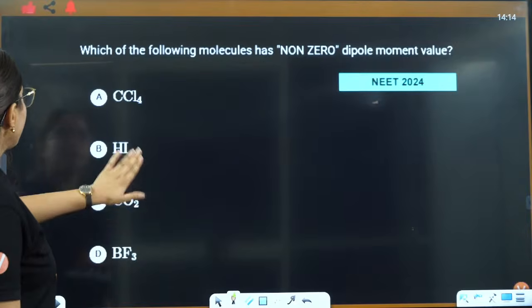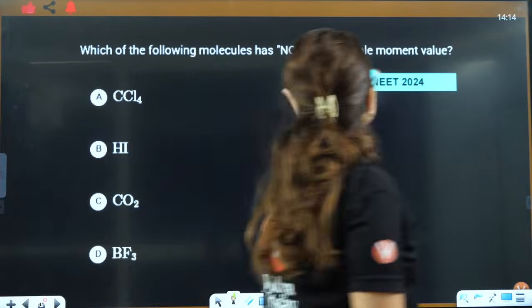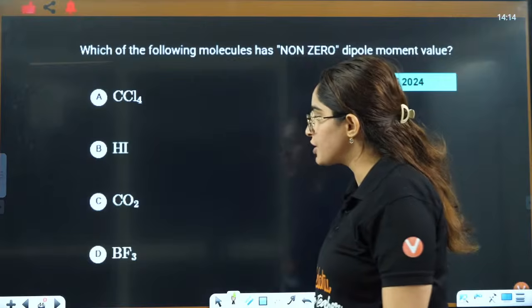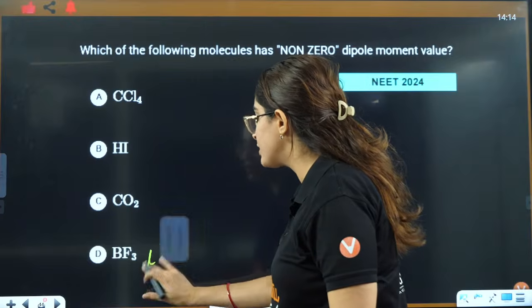Now let's talk about the next one. Which of the following molecules have non-zero dipole moment? Non-zero, so this definitely is 0. Mu is definitely 0 here.